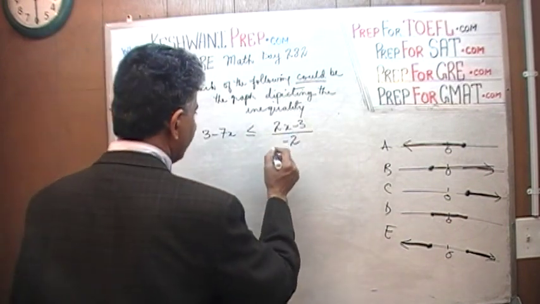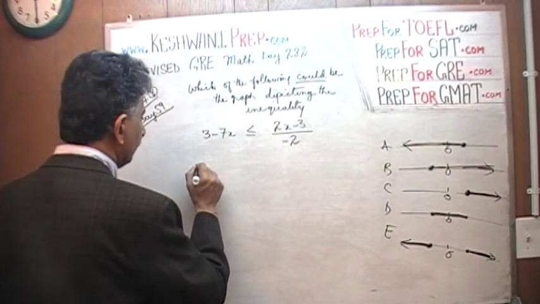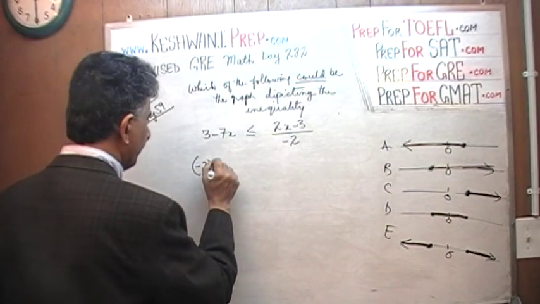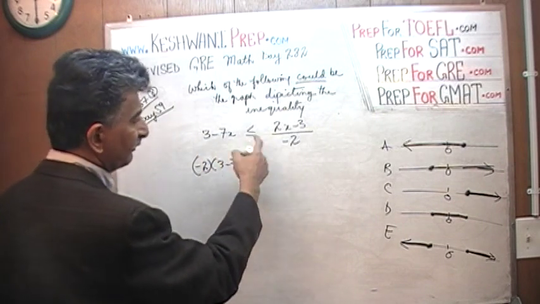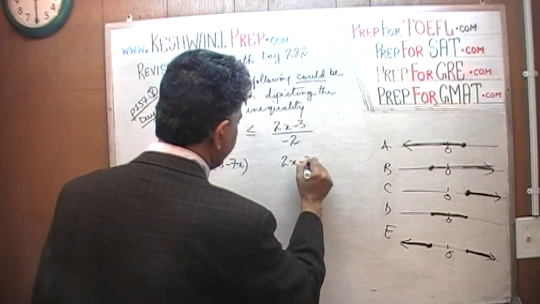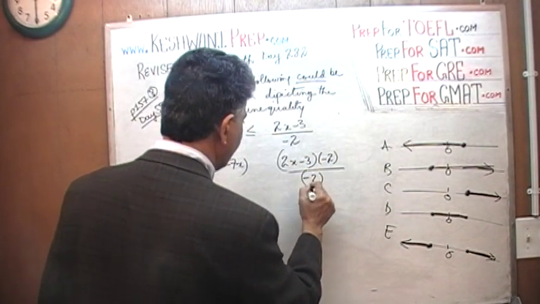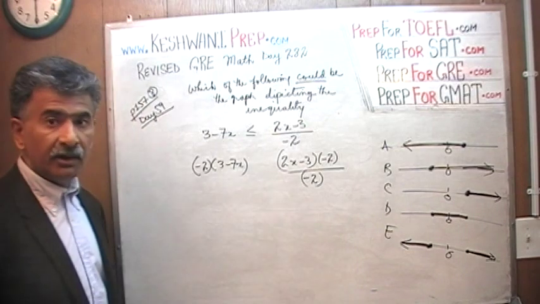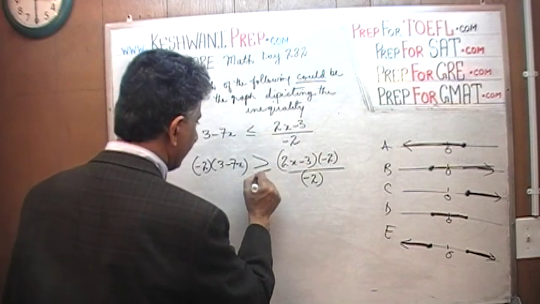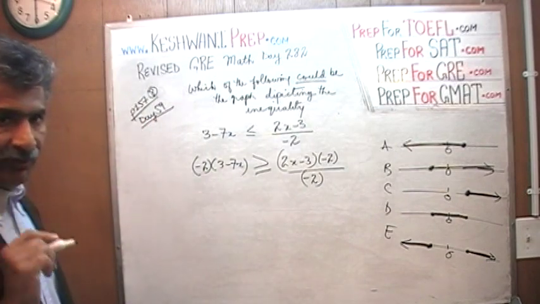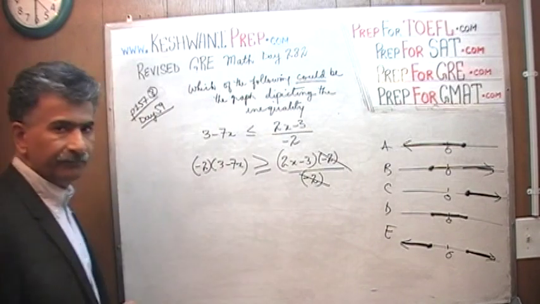Let's multiply both sides of the inequality by negative 2. We can't do it here because we have to switch the sign. Since we multiplied both sides of the inequality by a negative number, we have to switch the sign. Instead of less than, it's going to become greater than. That's the very first step. That's the most important step. Negative 2 is gone.